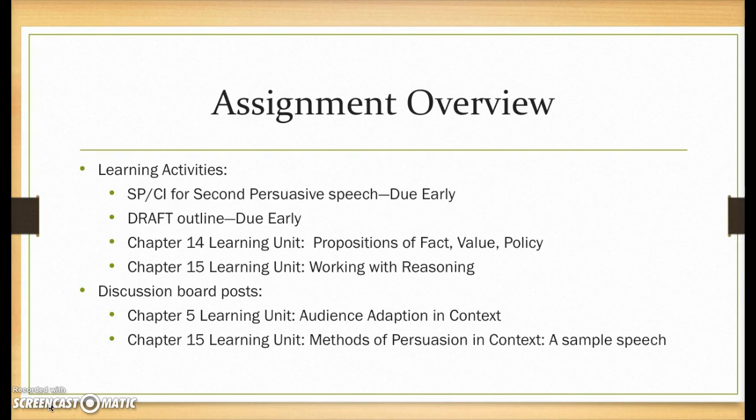You also have 2 discussion board posts that go along with Module number 5. One discussion board post corresponds with Chapter 5's learning unit on audience adaptation, and one discussion board corresponds to the Chapter 15 learning unit, methods of persuasion and context, where you will watch a sample speech and give me some feedback that relates to the discussion board questions. Again, those discussion board posts must be uploaded by Sunday, June 21st.